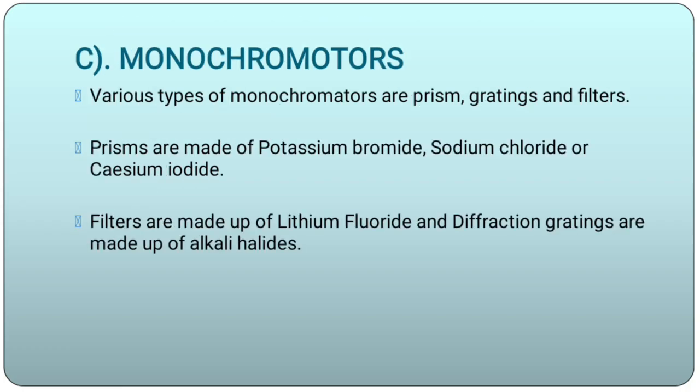Then we are going to see monochromators. Prisms, gratings and filters are a few different kinds of monochromators. One can make prisms out of calcium iodide, sodium chloride or potassium bromide. Alkali halides are used to make diffraction gratings and lithium fluoride is used to make filters.